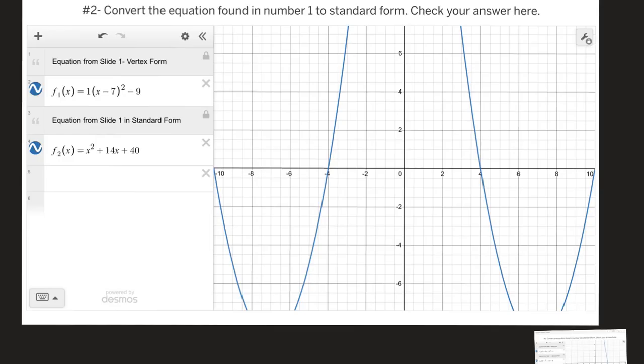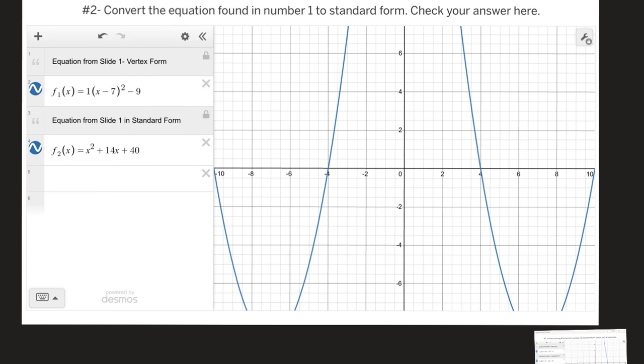in Desmos. When I do, and I do it incorrectly, let's pretend like I did some math wrong. If you notice, this equation and this equation don't line up, and that means that if you look here, my equation's wrong. It should be x squared minus 14x, but I have plus 14x. So you'll see that the equations are wrong.